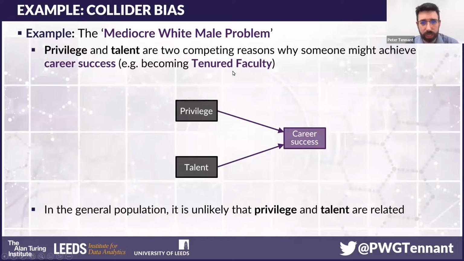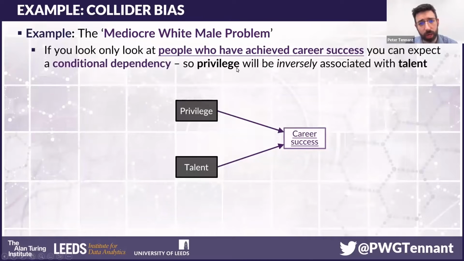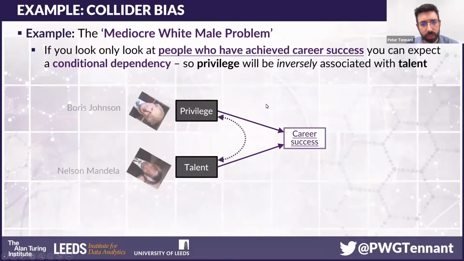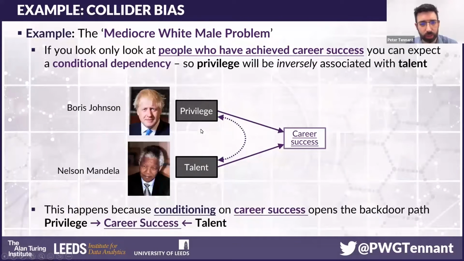Success such as achieving a tenured faculty position, and in the general population, we would not necessarily expect these two things to be related. However, if we were to only look at people who had achieved career success, in other words, if we conditioned on the collider in this diagram, we would expect to introduce one of those strange mirror dependencies between the amount of privilege and talent required to achieve career success. We would expect an inverse association that would look something like this, where individuals who have achieved career success either have very high levels of privilege and surprisingly low levels of talent, or very high levels of talent and surprisingly low levels of privilege.